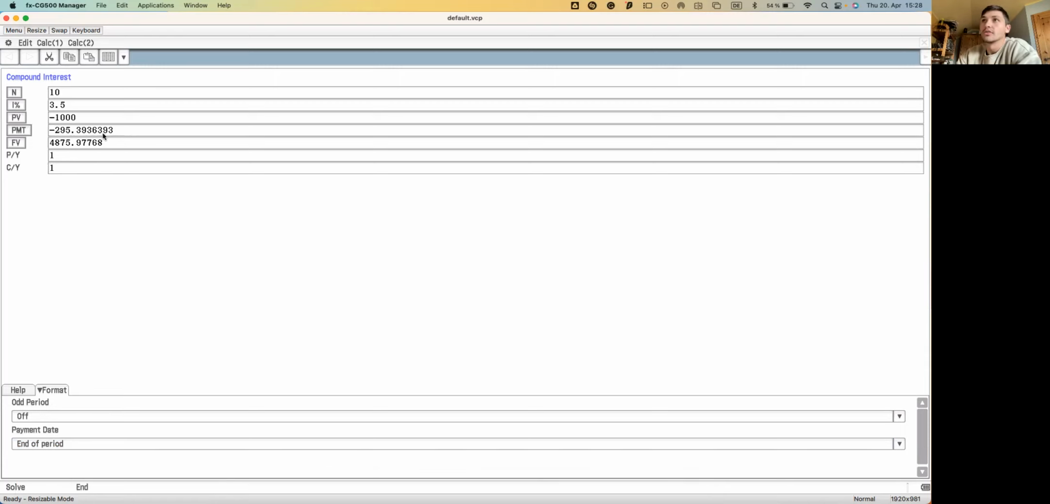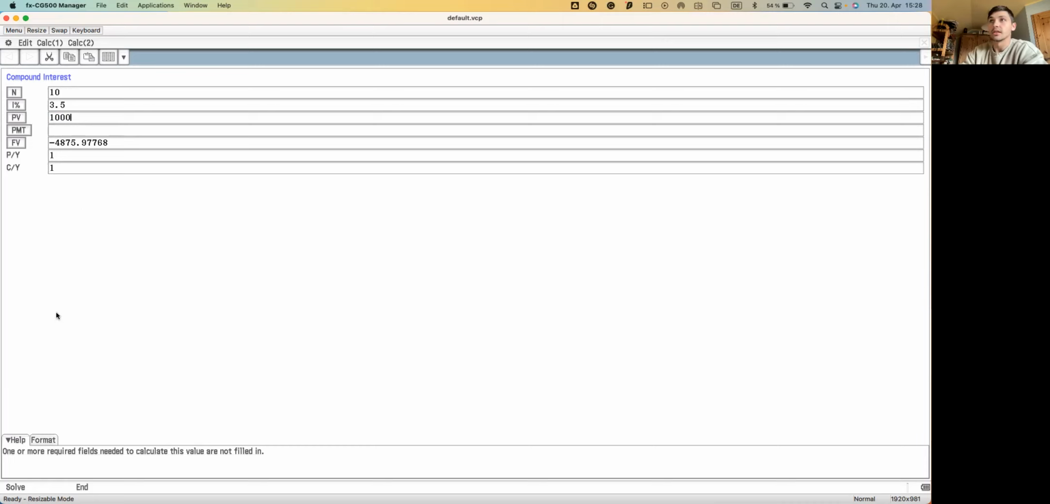Okay, so negative $295.39. This negative bit means that Juliana is the one paying the bank. If we wanted to come at it from the perspective of the bank, the future value is going to be what we pay to Juliana. So we'd have to put that as a negative, and we'll put the present value as a positive, because that means we're receiving it, we're the bank. And then if we solve this, you'll see the same amount comes up, but it's positive.